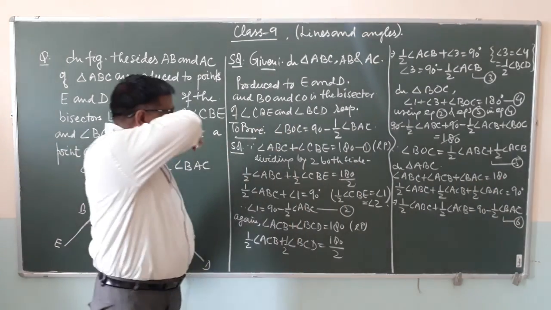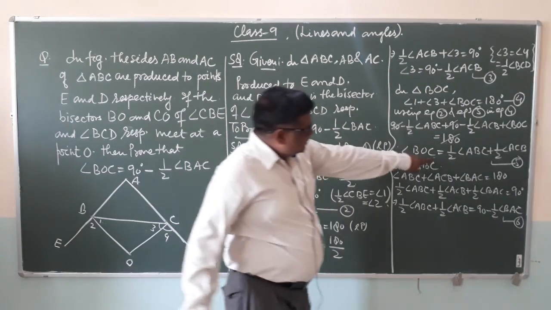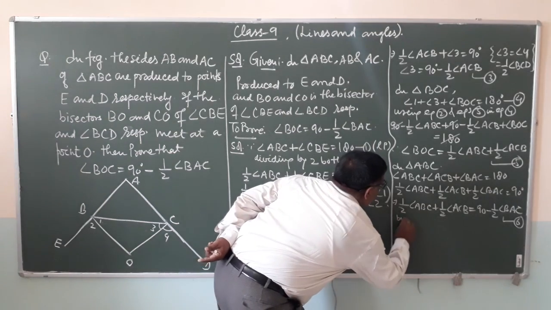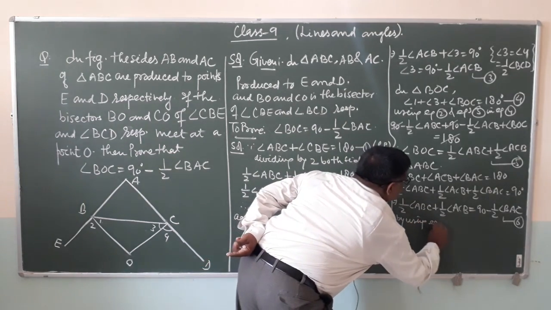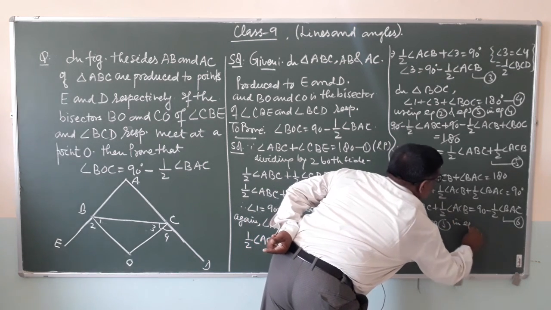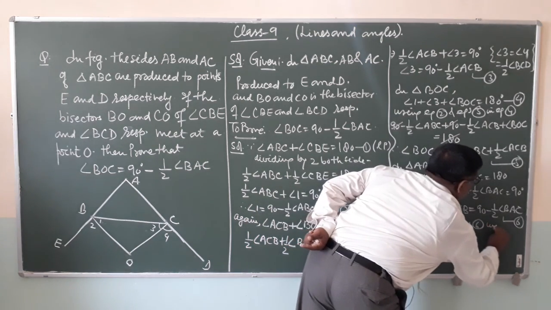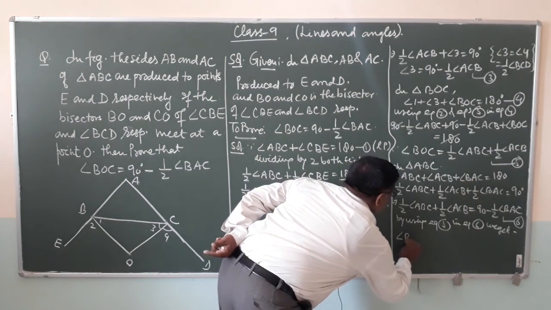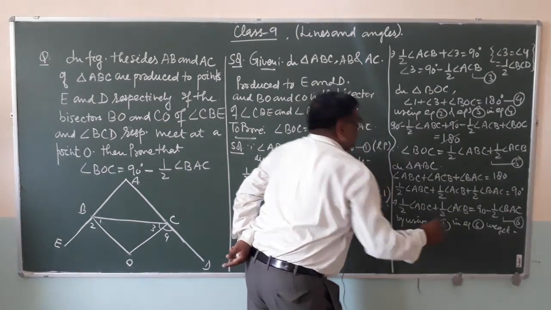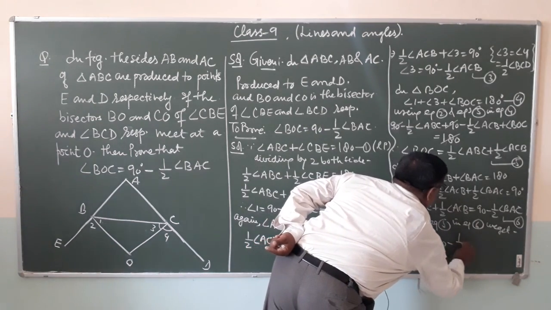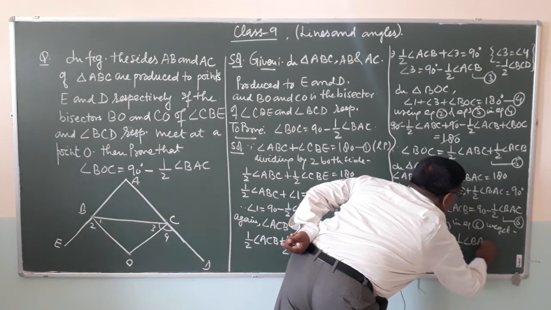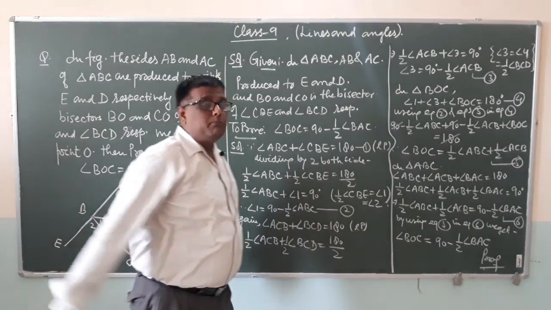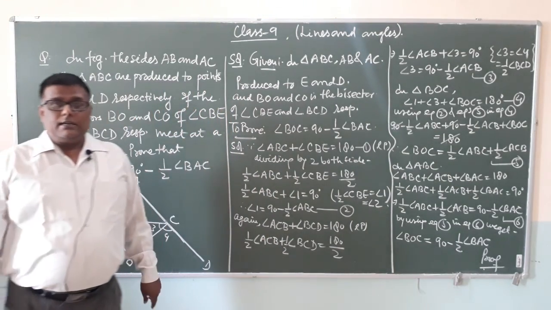Here now both are equal. Using equation 5 in equation number 6, we get angle BOC is equal to 90 minus 1 by 2 angle BAC. This is our proof. This is a very important question. Okay, thank you.